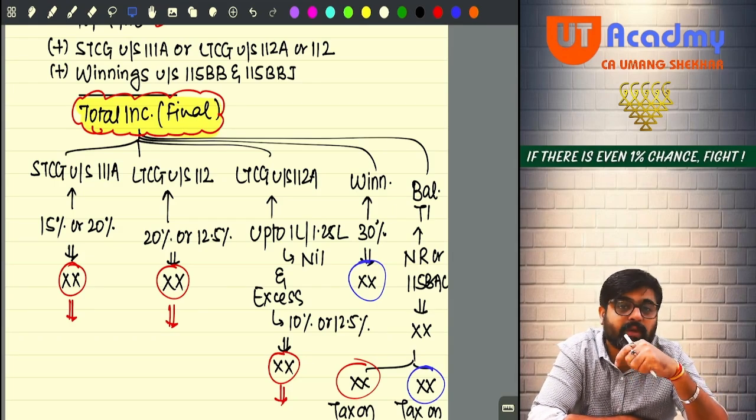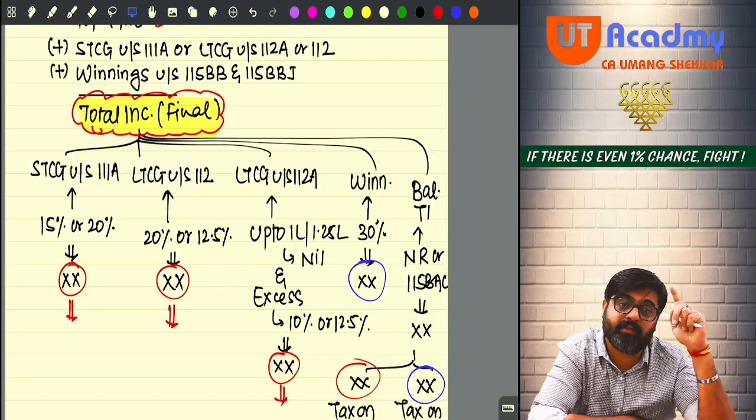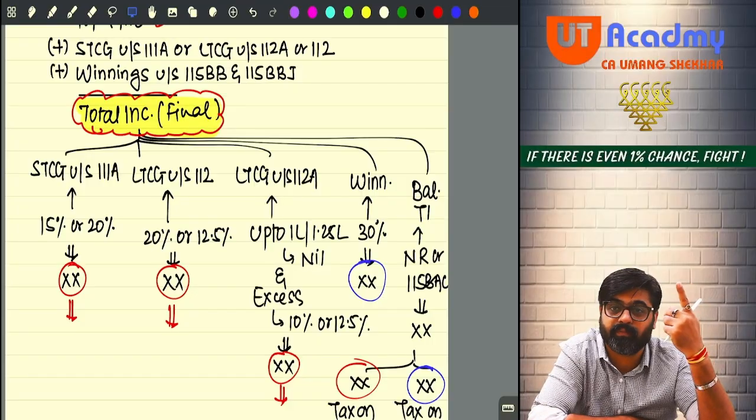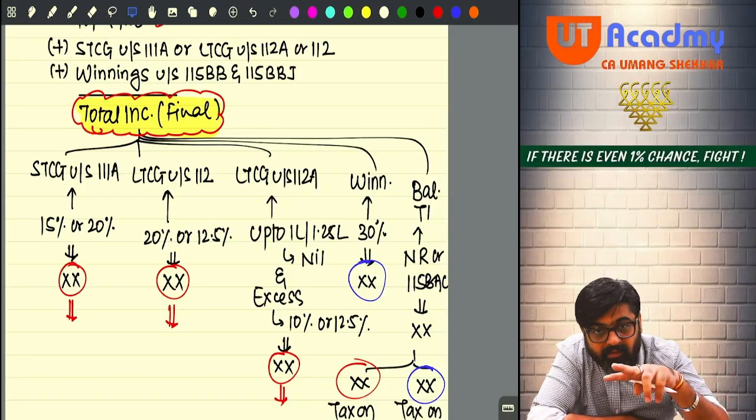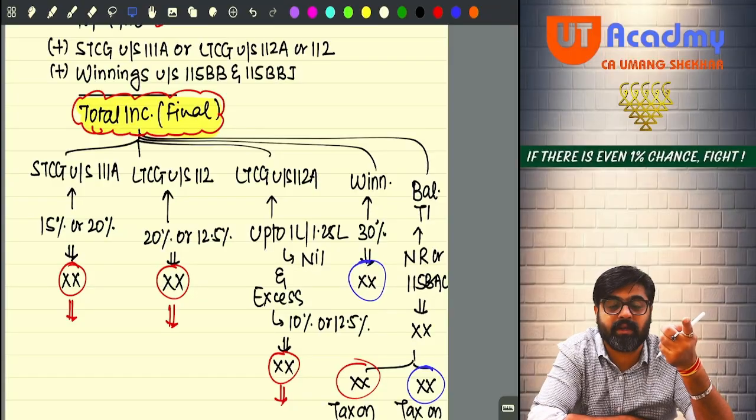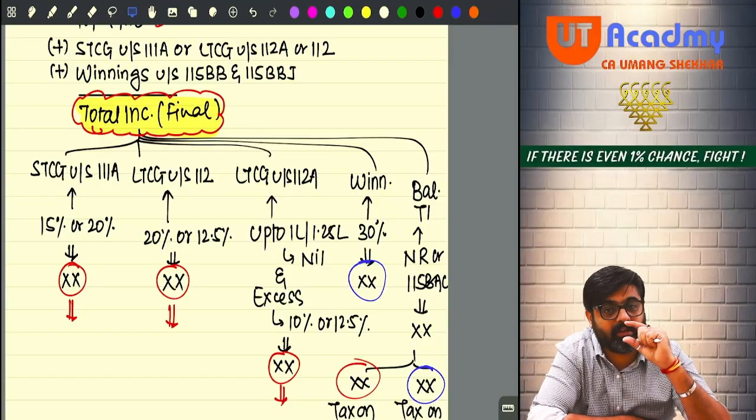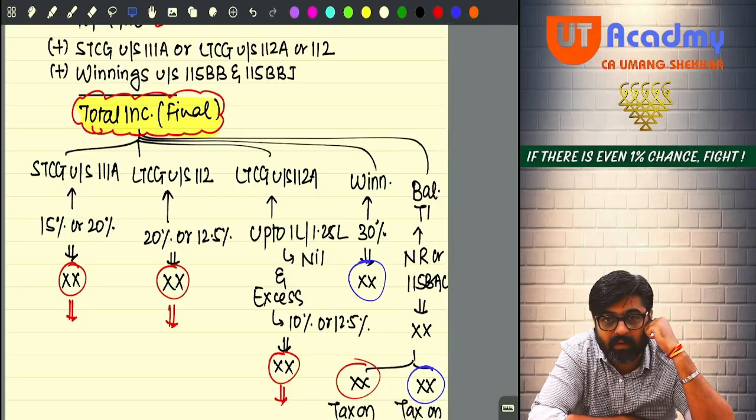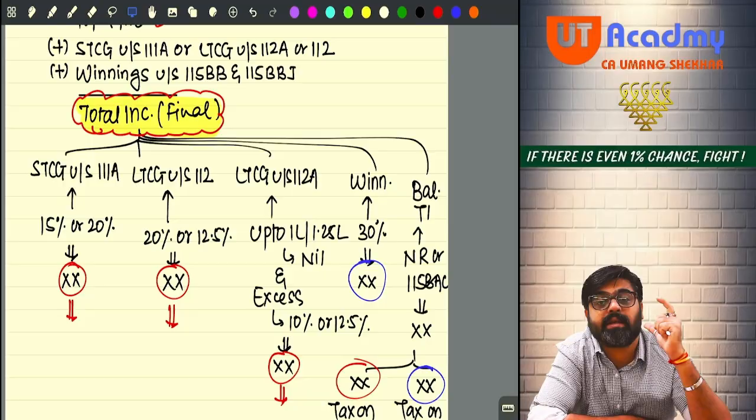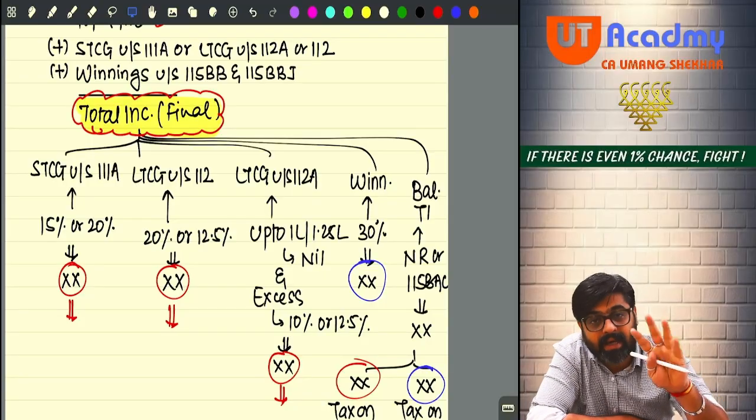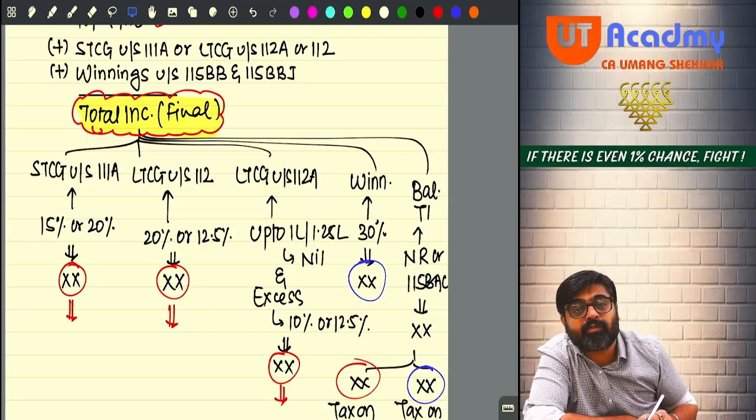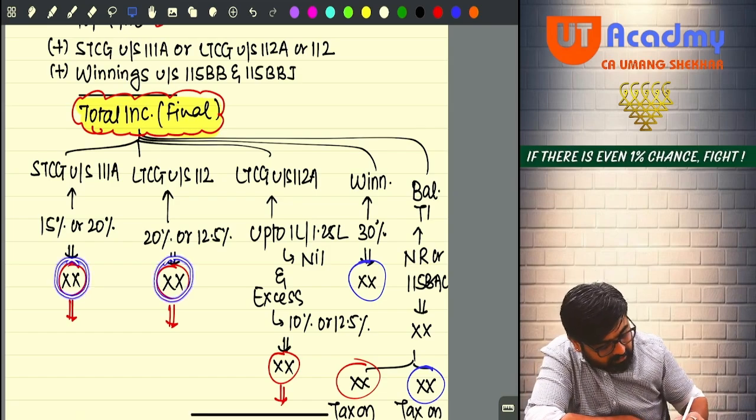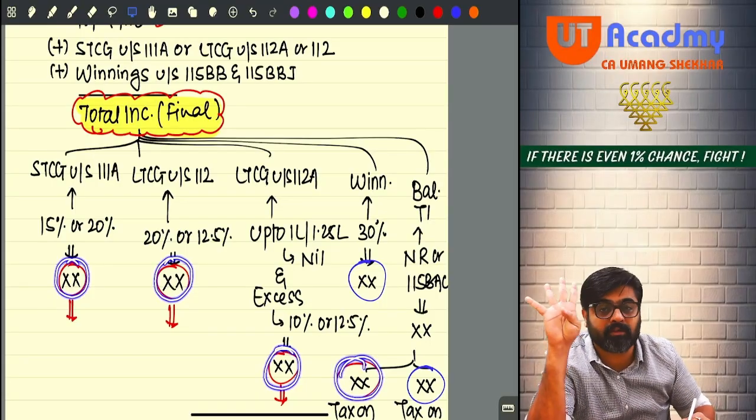What if this total income is more than 5 crores? Then the surcharge rate becomes 37%. So 25% and 37%, these two surcharge rates are considered as higher rates of surcharge. And they are saying that the higher rate of surcharge will not be applicable on this tax, this tax, this tax and this tax.